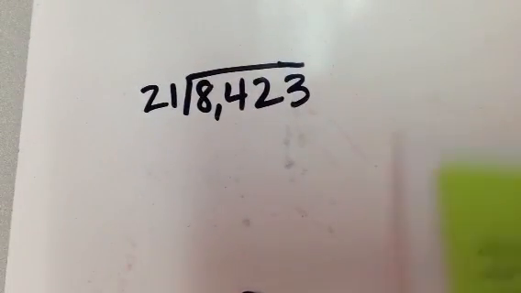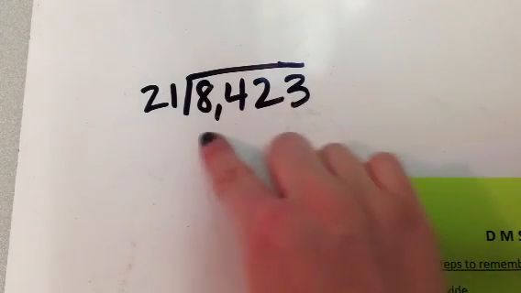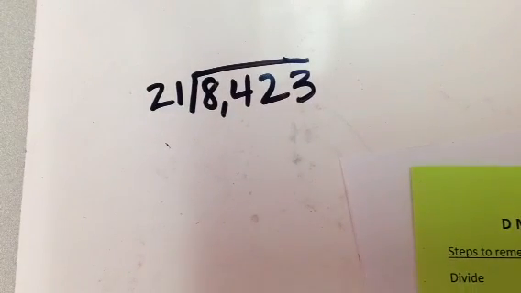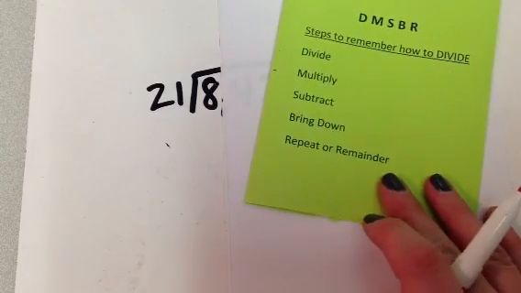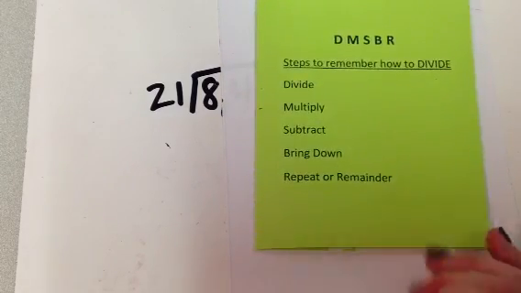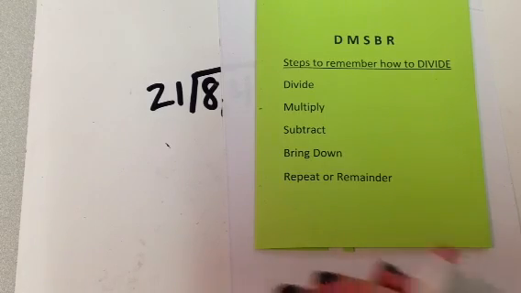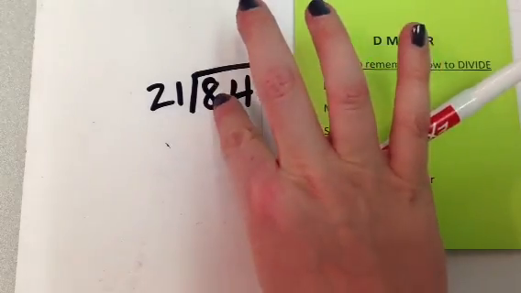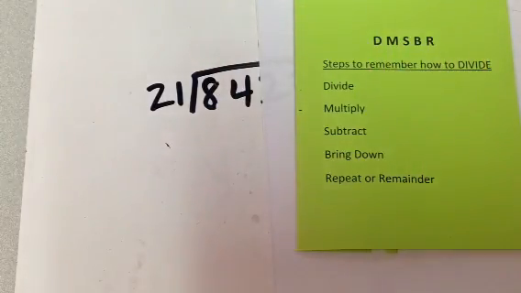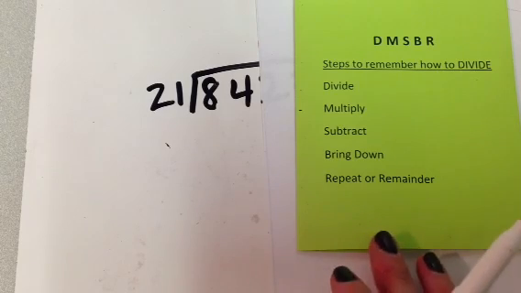Now I want to look at a challenging problem, okay? Because this one has 4 numbers under here and 2 numbers on the outside. 4 numbers underneath, okay? We're going to see if we can do this. Can 21 go into 8? It cannot, right? Because 8 is smaller. So I got to slide my piece of paper over. Can 21 go into 84? Remember, even though there's a comma there, I'm going to treat this as the number 84. I'm guessing that it can.